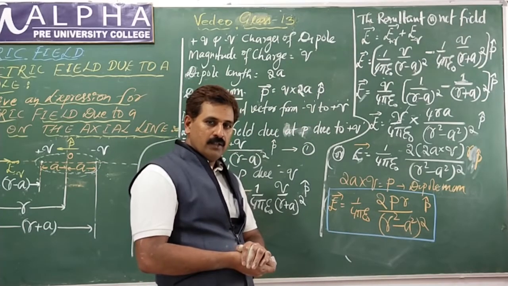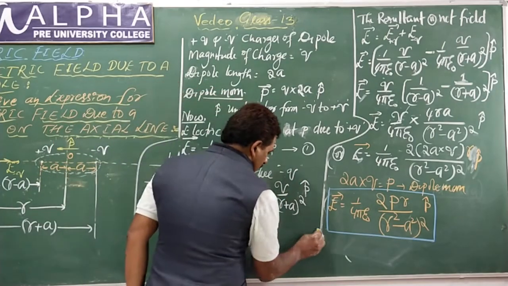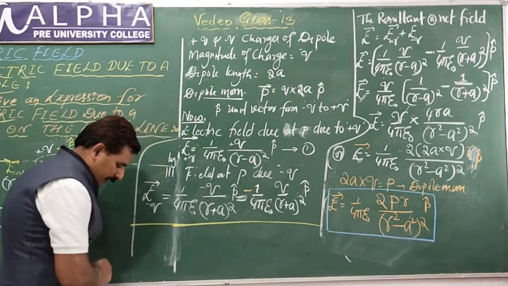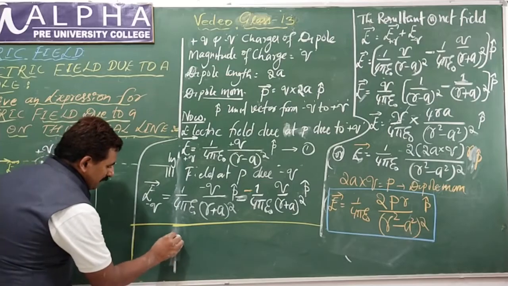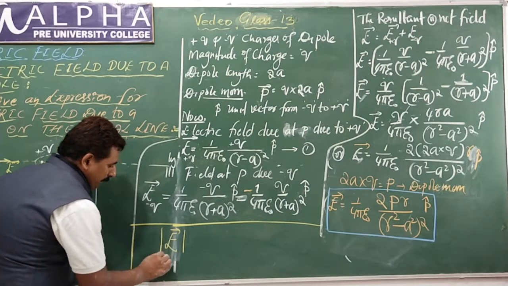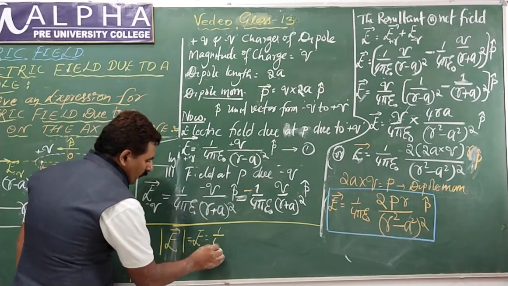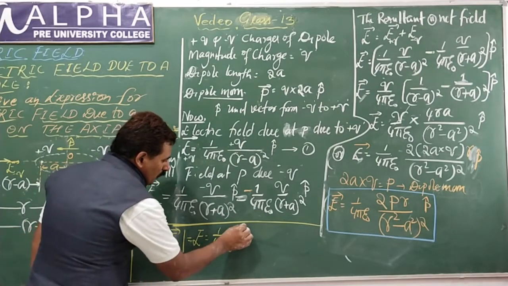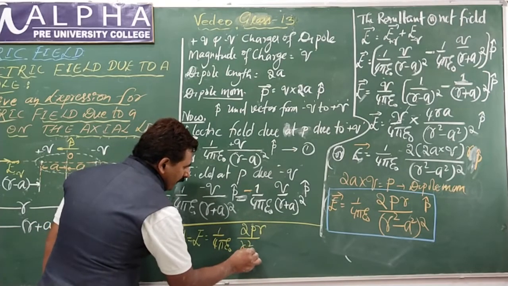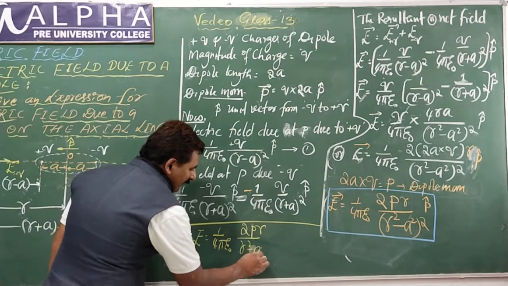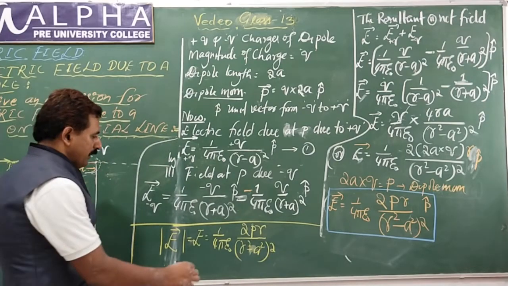Sometimes you need only the magnitude. How do you write the magnitude expression? Sometimes they expect you to write magnitude. If I write E this way, how do you read it? Magnitude of electric field, or just E. Don't show direction: 1 over 4 pi epsilon 0, 2pr divided by (r square minus a square) whole square. This is the magnitude expression.